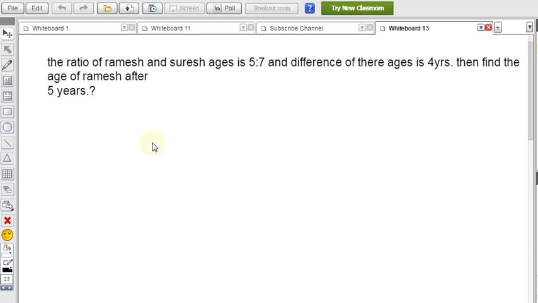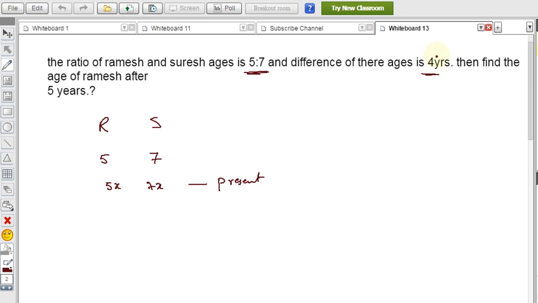Let us see this. The ratio of Ramesh and Suresh's ages is 5:7. The difference is 4 years. So, direct method: the ratio for Ramesh is 5 and the ratio for Suresh is 7. Let us write it in the form of x, that is 5x and 7x. So 5x is the present age of Ramesh and 7x is the present age of Suresh.